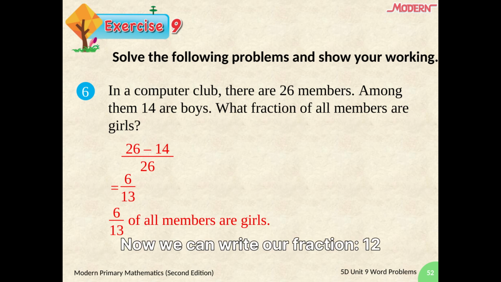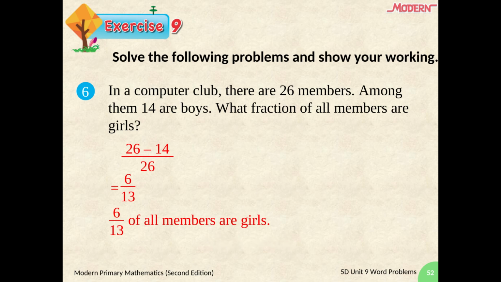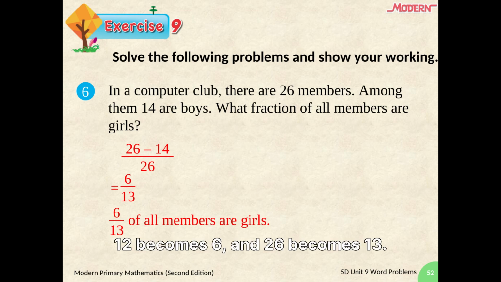Now we can write our fraction. 12 girls over 26 total members. 12 over 26. Ready to simplify? Know how. Divide both by 2. 12 becomes 6 and 26 becomes 13. Our fraction is 6/13. 6/13 of all members are girls.